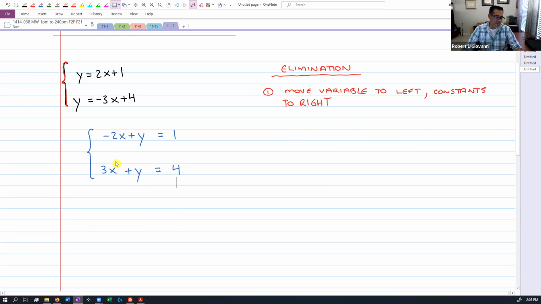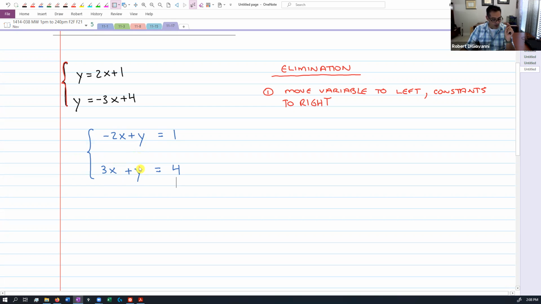Now I'm going to look at the x's and see if there's any way I can make these x's cancel with each other if I were to add these straight down. Right now, negative 2x plus 3x would not make the x's go away. It would just become x. What about the y's? If I add straight down, y plus y gives me 2y. That still doesn't make it go away. So I need to look, is there an easy way to make these go away?